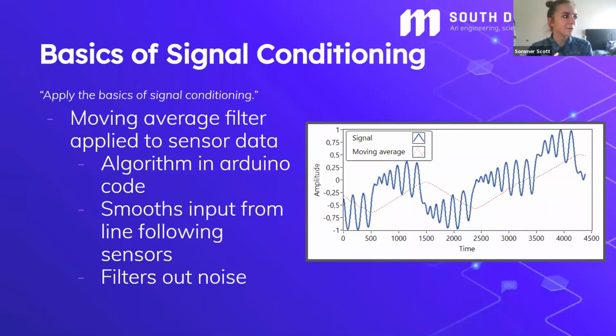As Margaret previously mentioned, we had some signal conditioning. The way that we were able to smooth out some of our signal was to apply a moving average. Our moving average took the previous 4 points and averaged them. This smooths the input from the line following sensors and helps filter out noise.